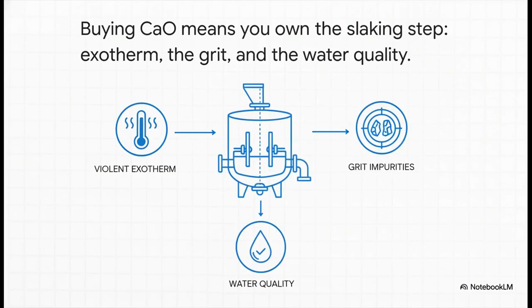But, of course, here's the catch. Buying CaO, quicklime, means you own the slaking step. All those massive freight savings we just talked about are entirely nullified if your destination site doesn't have a slaker that's safely sized to handle that violent exotherm and the resulting grit.